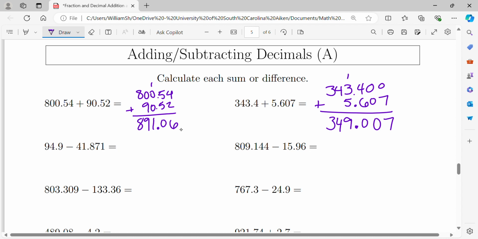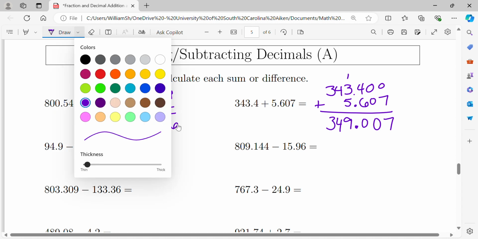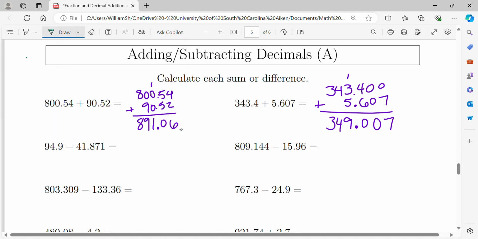So we've knocked out some addition. Let's look at subtraction. Let's change it up with my color here so we don't get anything mixed up. Alright, so I've got 94.9 minus 41.871. Here's the dealio here. Line the decimals up. So you've got these extra terms over here. When you're subtracting, it is pretty smart to put the zeros.